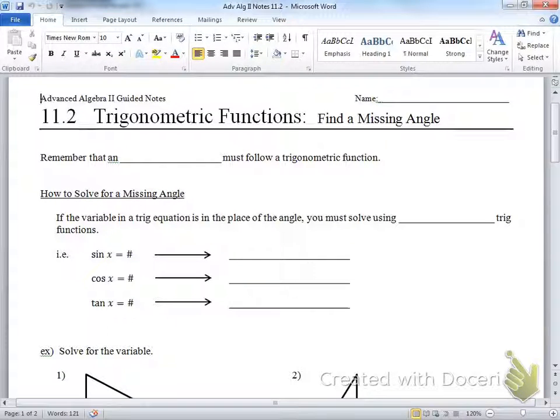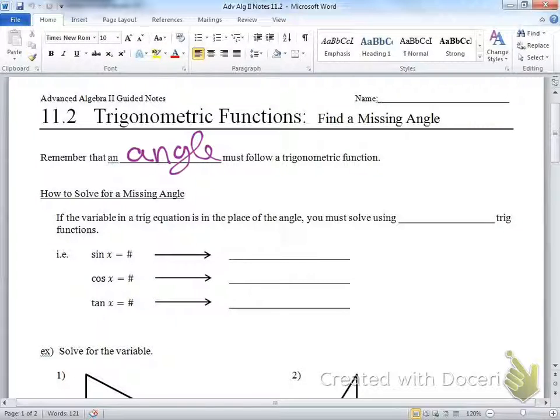All right, so today we're doing the second lesson on trig. It starts out by saying, remember that, and you need to write the word angle. An angle measure should always follow the trig function. Why? That's just how it goes, like the sine of 30 degrees or the sine of 45 degrees. That's just how you write trig functions.